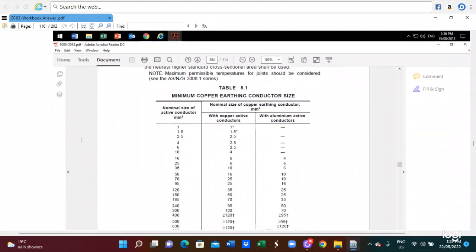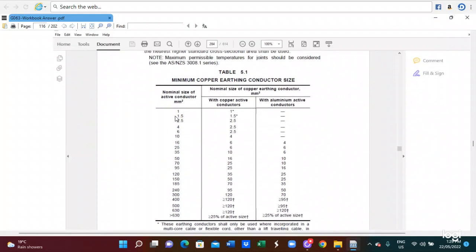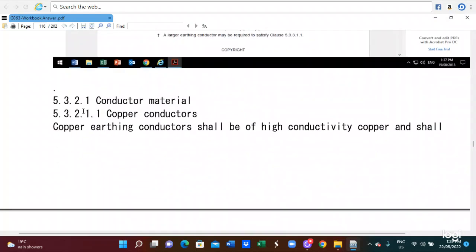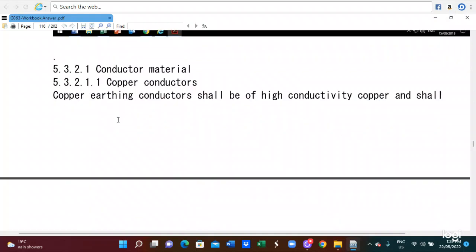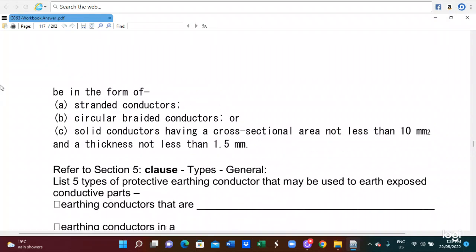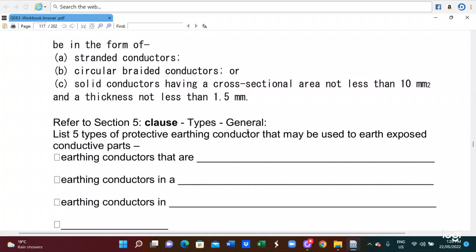Also, you have to read Table 5x1. Minimum earthing conductor sizes, such as copper earthing conductor size, you can get from Table 5x1 or the AS3000. Conductor material, you refer to 5.3.2.1. The earthing conductor shall be of high conductivity, having the form of a stranded conductor or circular solid conductor having a cross-section area no less than 10 square millimeters, thickness no less than 1.5 millimeters.